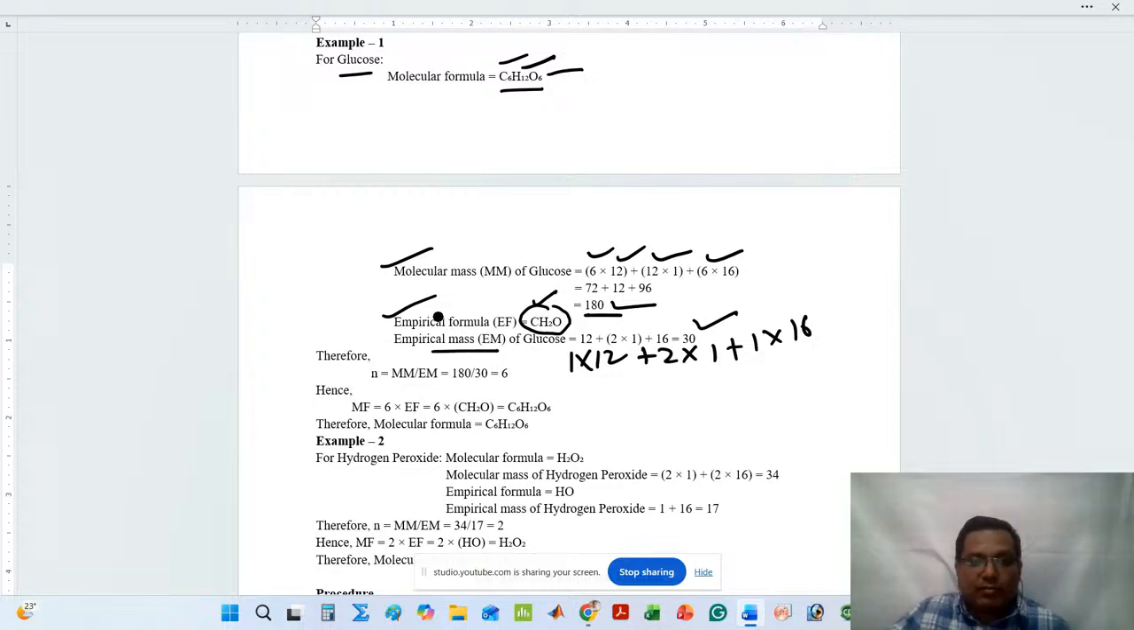But the empirical formula of glucose is CH2O. Similarly, the molecular formula of glucose is C6H12O6. But the molecular mass of glucose is 180. Now find out the value of n. We know that n is equal to molecular mass by empirical mass. Your molecular mass is 180, so put it here. The empirical mass of glucose is 30, so put it here. That means n is equal to 180 divided by 30, which is equal to 6.